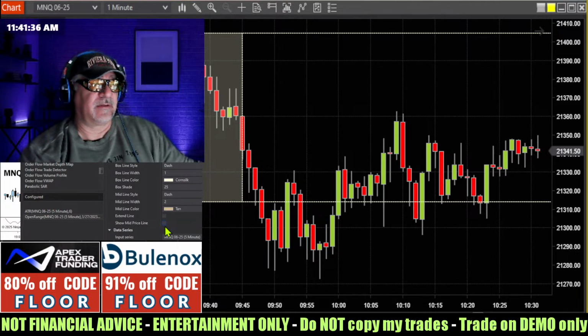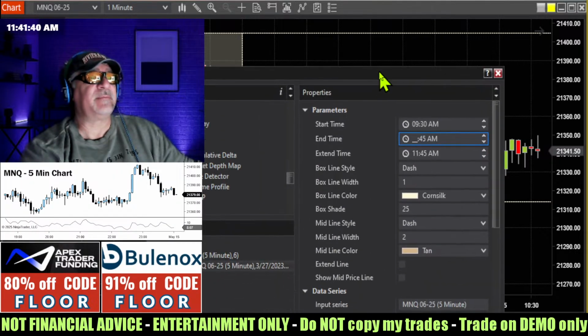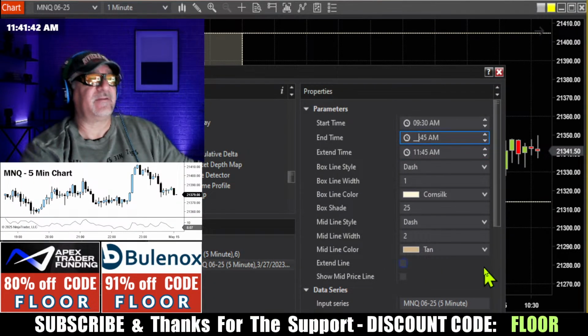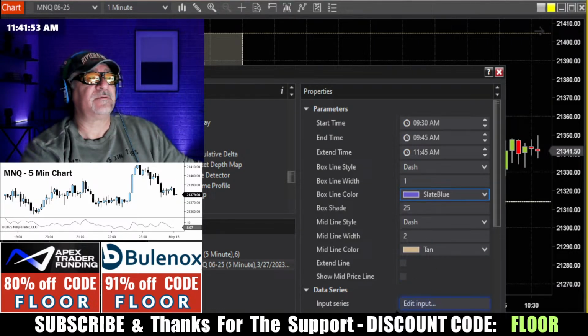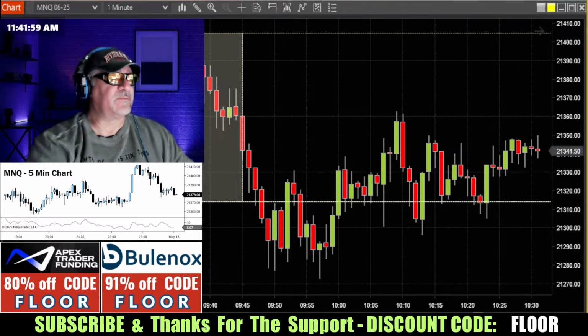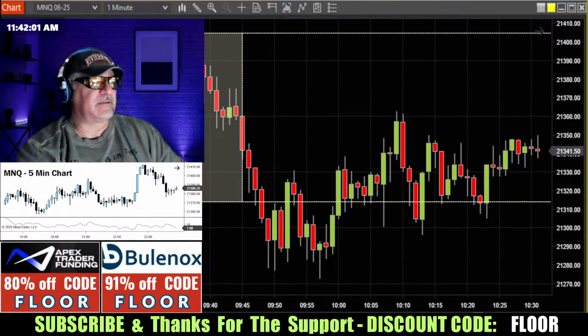9:45. So just to see, I'm putting the same indicator on the 5-minute chart. 9:45. Everything looks good. I need to make it darker because it's on a white chart. Doesn't really matter. Medium slate blue. Yeah, we'll extend the line. It'll be quicker for analyzing when we crossed. So now we go back over here.